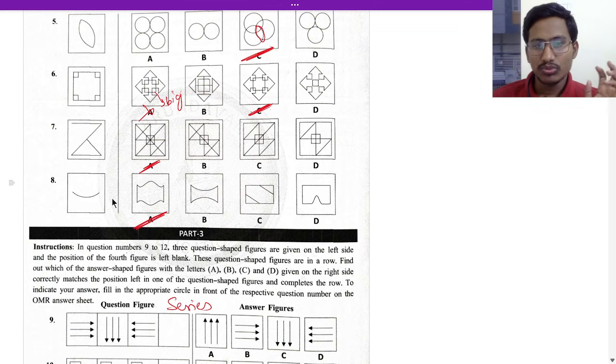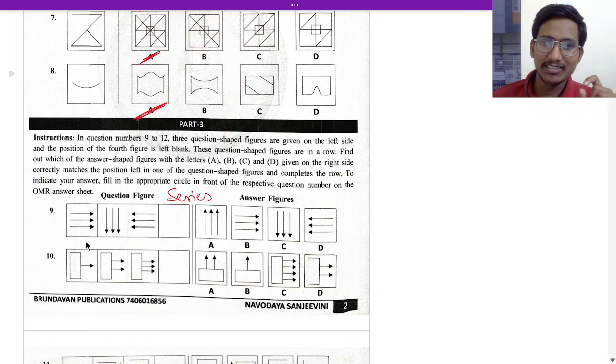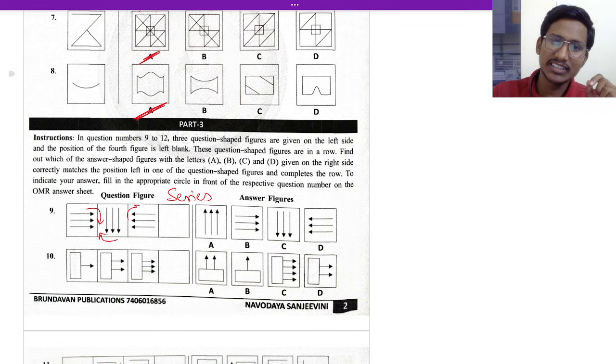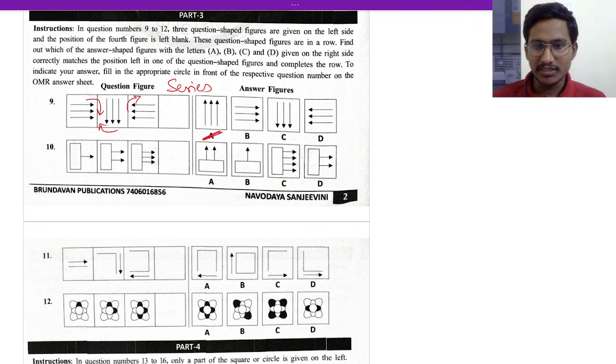Now the third part is series, right? What is happening? This is rotated clockwise, right? If you rotate this again, it will be pointing upward. Option A is the answer for the ninth one. Now the 10th answer. Here one arrow, two arrows, three arrows, four arrows will come. Option C will be the answer here, right?